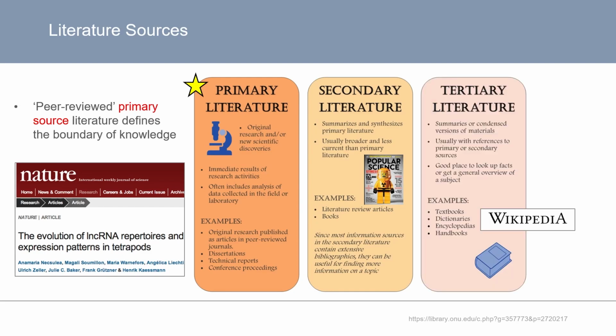And then there's also tertiary literature, which further summarizes or condenses versions of materials. They also usually include references to primary or secondary sources, and tertiary literature is often a good place to look up facts or get a general overview of a subject. Examples here include textbooks, dictionaries, encyclopedias, and handbooks. A great digital example of this is Wikipedia.